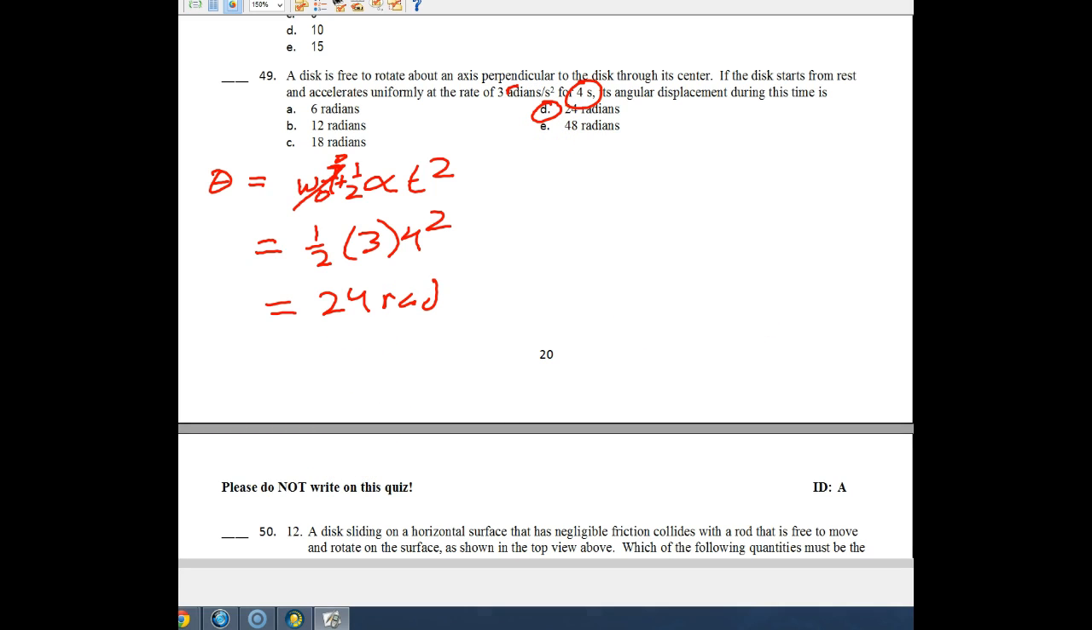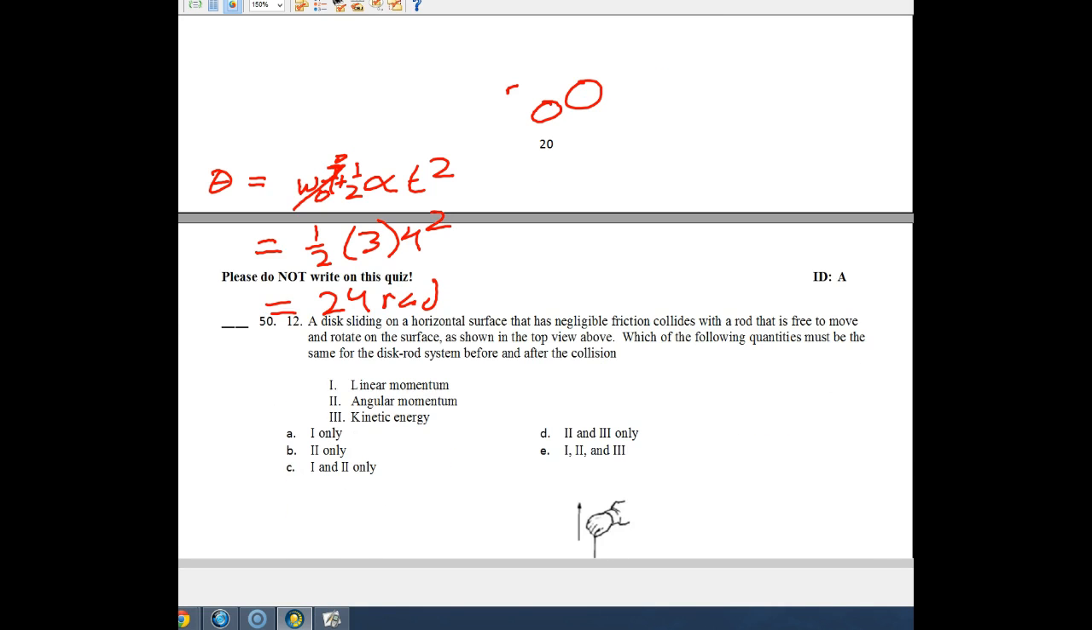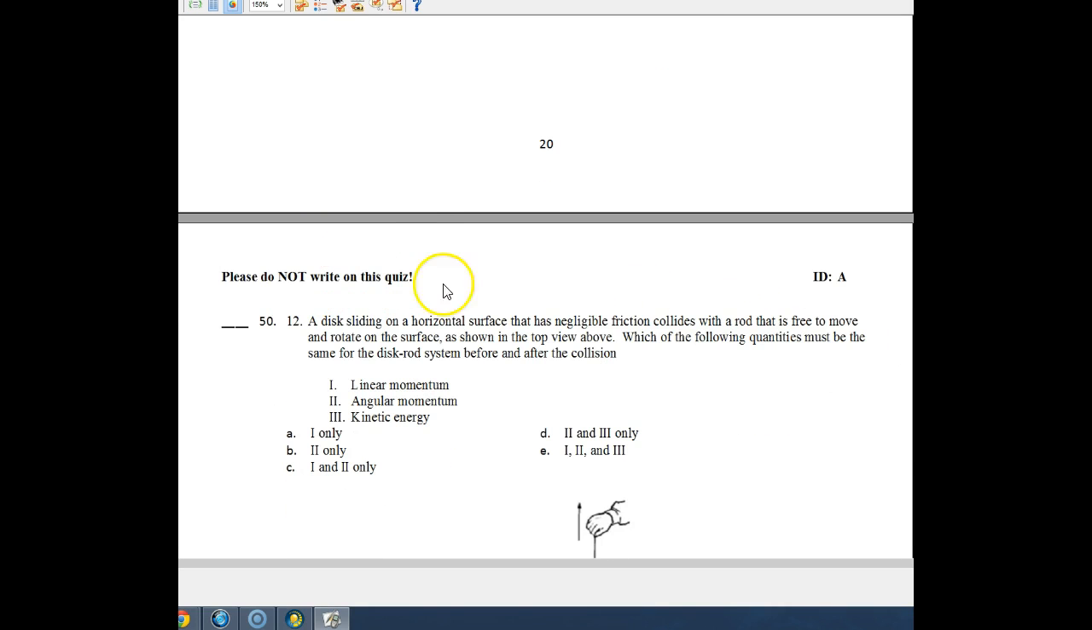And finally, the last one, this one is number 50. It says a disk is sliding on a horizontal surface that has negligible friction with a rod that is free to rotate on the surface as shown in the top view above. Which of the following quantities must be the same for the disk rod system after the collision? The picture, of course, is not here, but you do have a disk sliding on a horizontal surface and it collides with a rod. So here we just have a disk, and there's a rod that's sitting here, looks like this, and it's pivoting. So when it hits, they are allowed to go around in a circle.